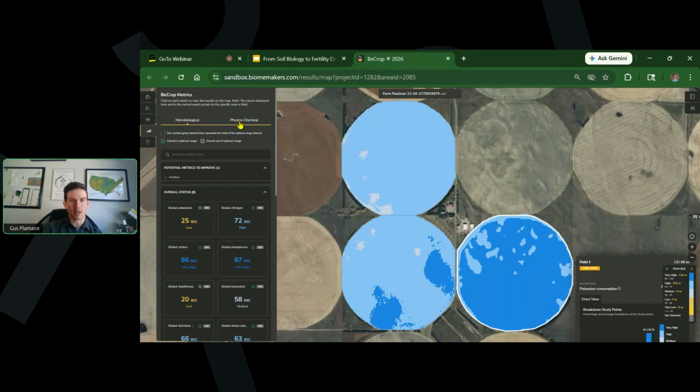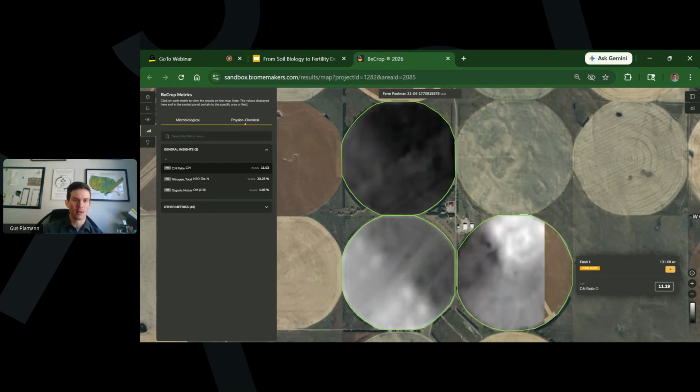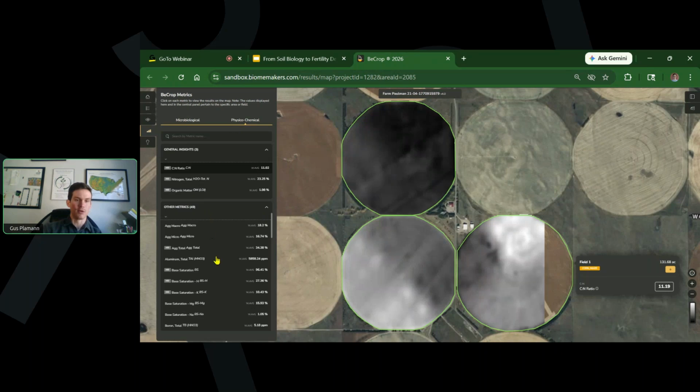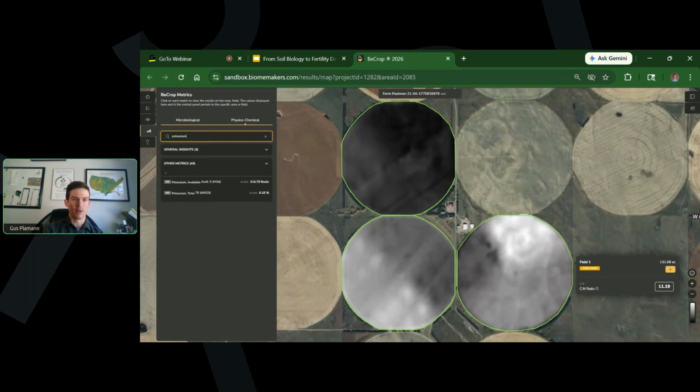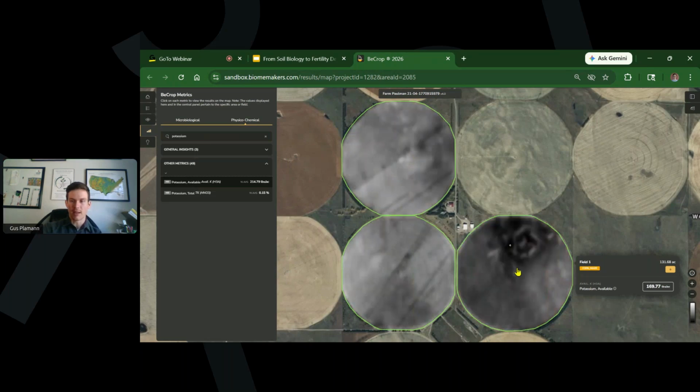But then with the physical chemical data here, you can look at what that pool of nutrients looks like and get an idea of what the relationship might be between the nutrient cycling levels of microbes and the actual level of available phosphorus, potassium, and such. So I'm navigating to available potassium, and remember it was this field in the bottom right which had the highest levels of potassium consuming microbes.